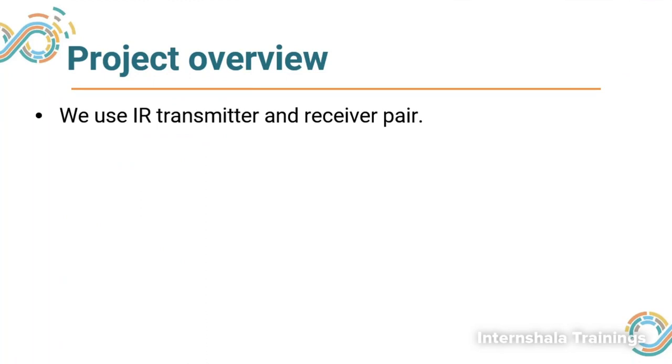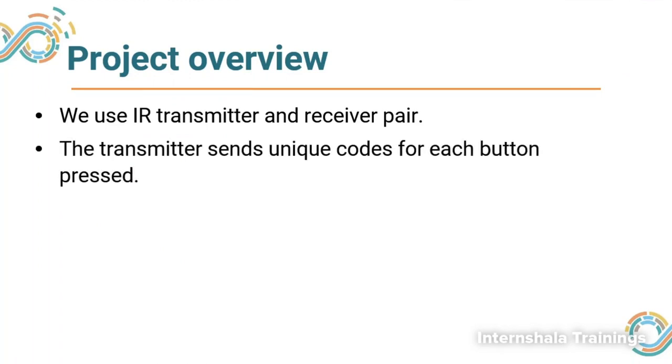We need an IR receiver and transmitter pair. The transmitter is going to send some unique codes which are modulated with a carrier frequency. There are some buttons on the remote. Whenever a button is pressed, it is going to generate a unique code which will be modulated with the carrier frequency and sent as an IR signal.